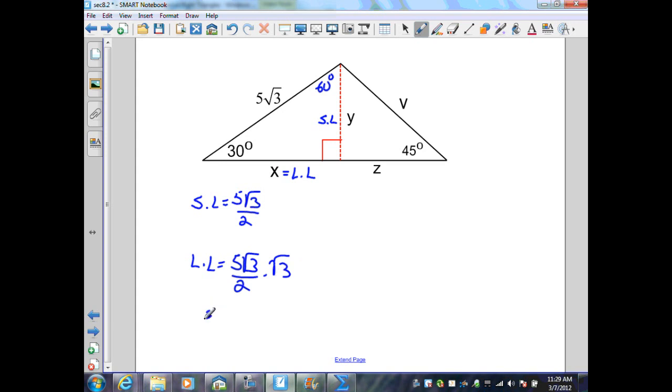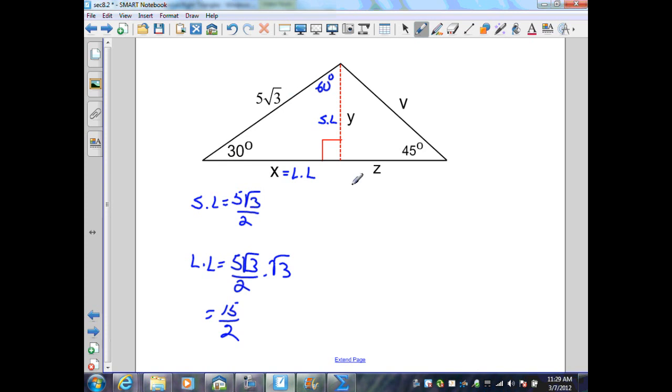And when I multiply, I'm going to get 5 times the square root of 3 times the square root of 3, which is the square root of 9. The square root of 9 is 3. 3 times 5 is 15 over 2. So now I have my short leg and long leg in my 30, 60, 90.